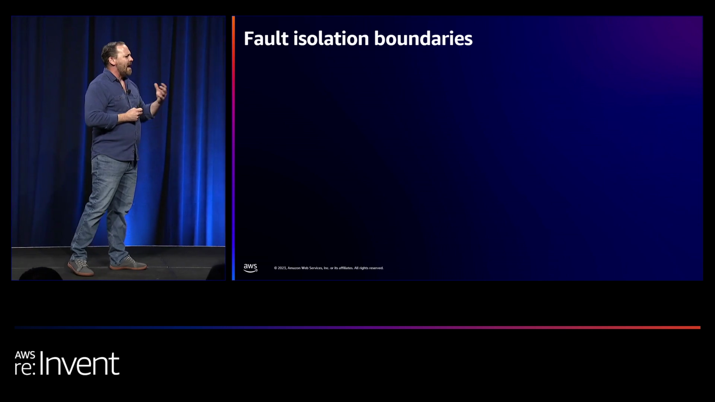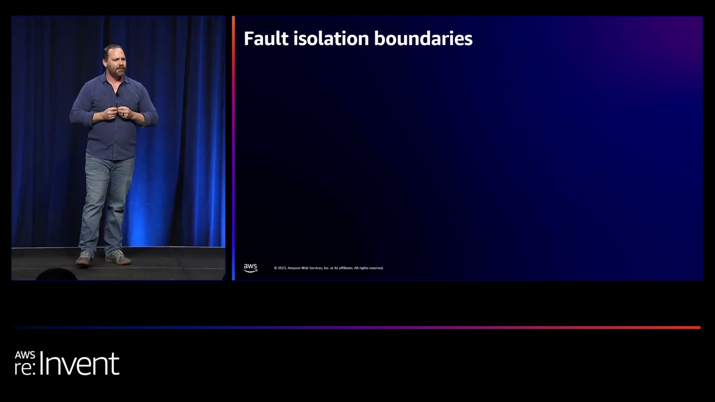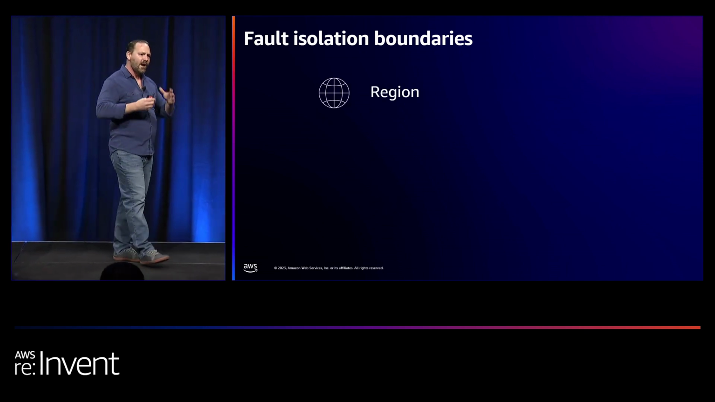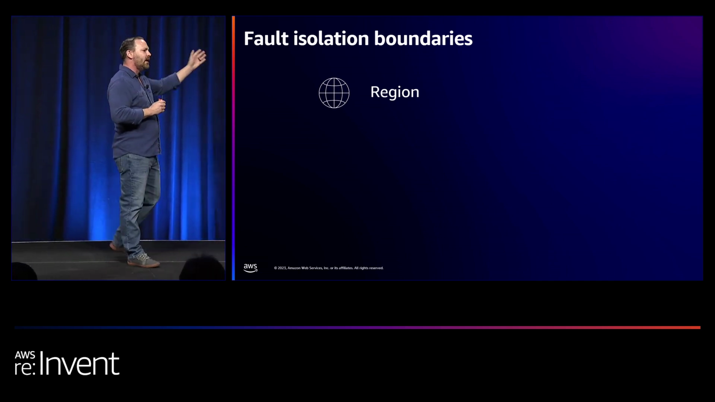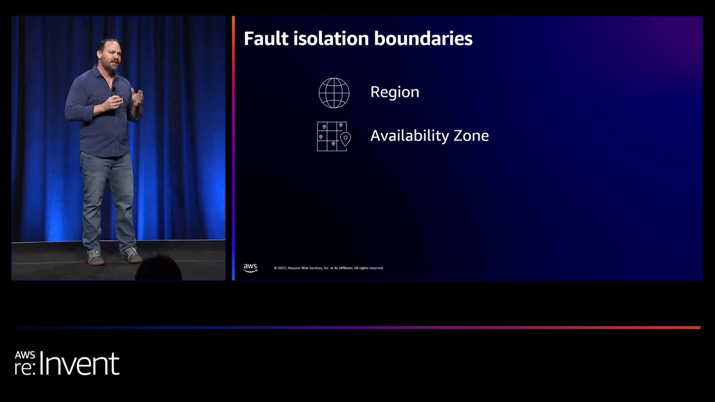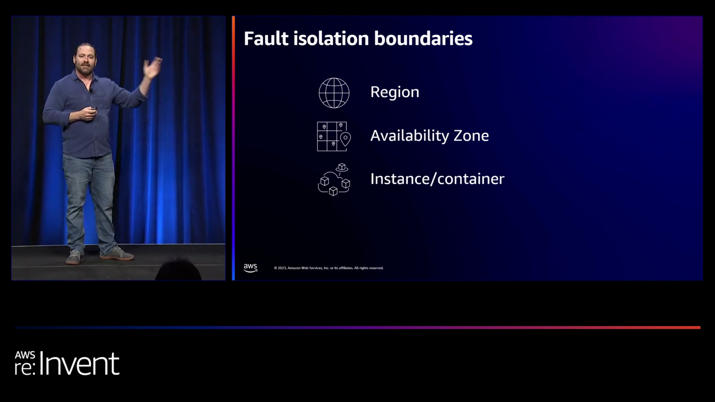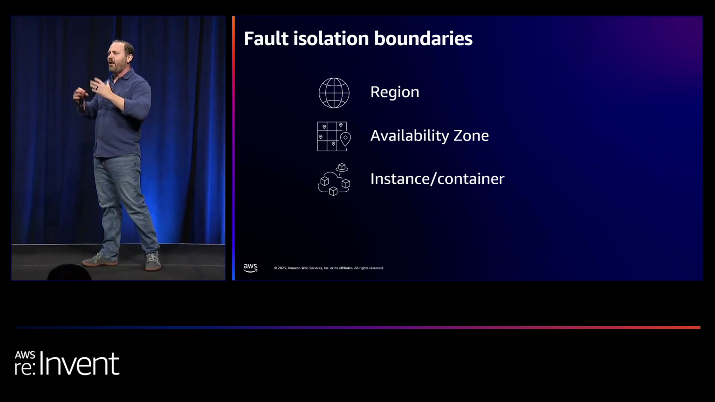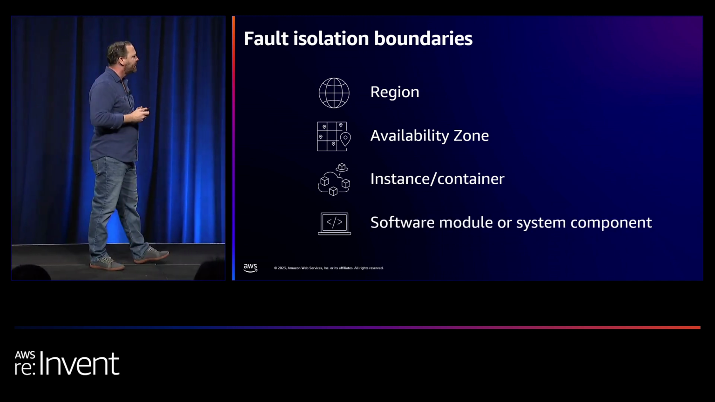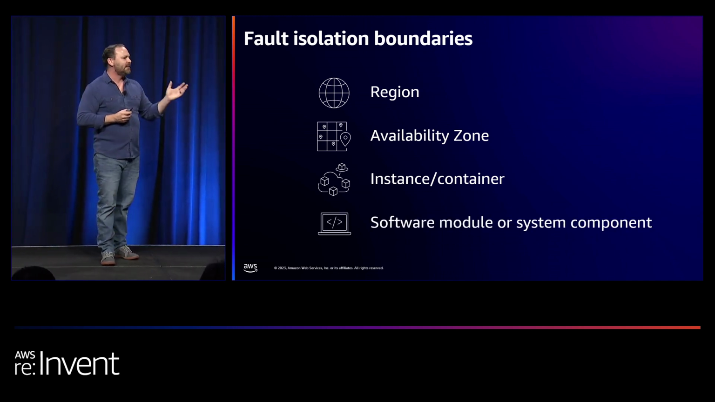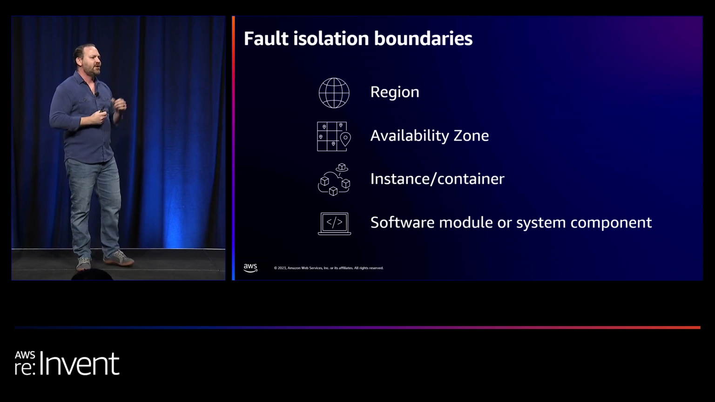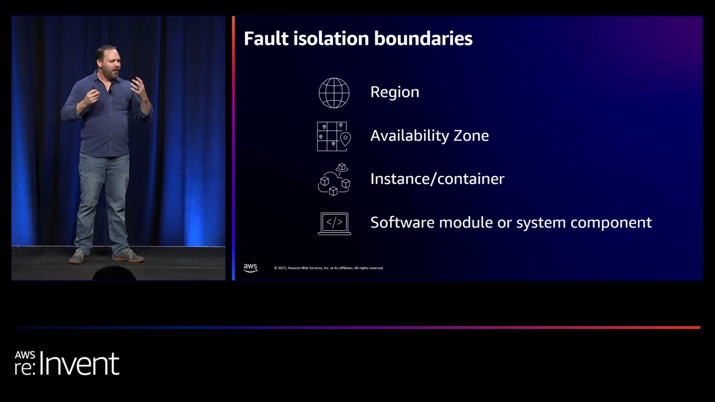Gray failures are typically going to happen along some kind of fault isolation boundary. And we have lots of these in AWS. We have regions, right? Regions contain failures so that failures don't cascade to a different region. We have availability zones. Availability zones contain failures. Instances, containers, right? We wouldn't expect a fault on a single EC2 instance or a full EBS volume to affect other instances. And finally, you have software modules or system components. We wouldn't expect a bug in your list products function to affect your checkout function, right? These are all things that contain failures.